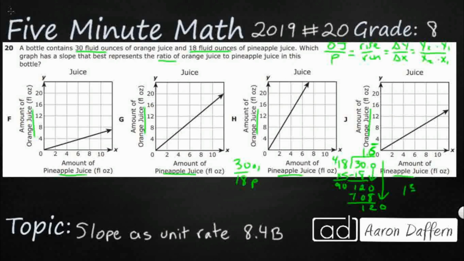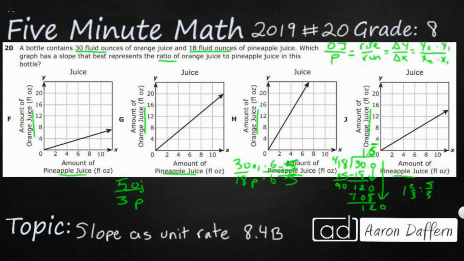1 2/3 is your ratio, or you can just say 5 over 3. I guess we could have just divided both of those by 6. We could have gotten that a lot easier. Well, now that we see it, it is definitely going to be 5/3. So we are looking at that ratio of, for every 3 pineapple, I have got 5 orange juice.